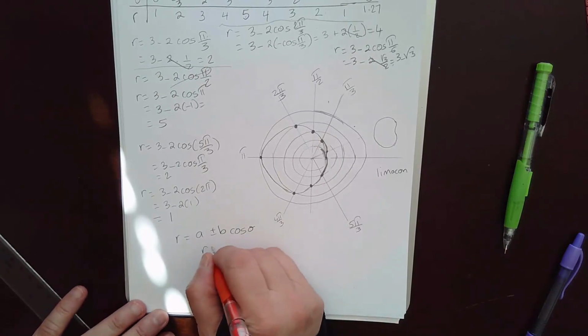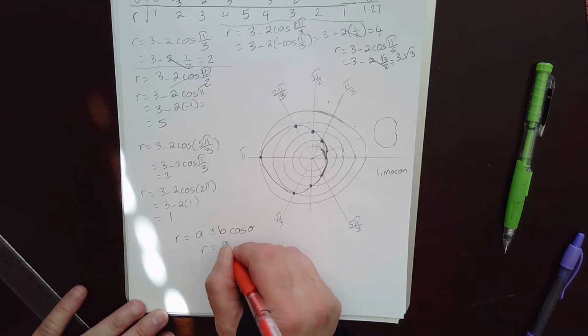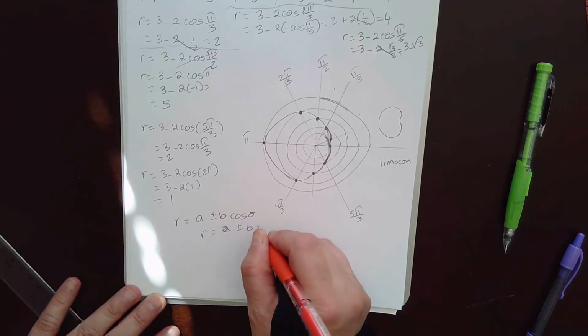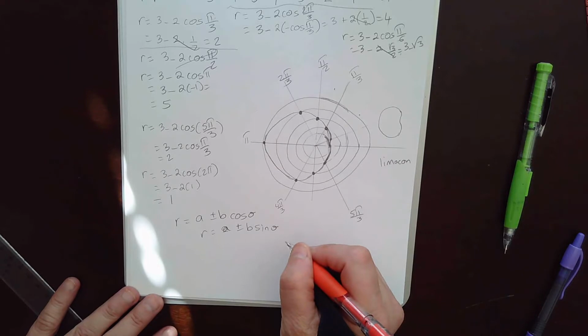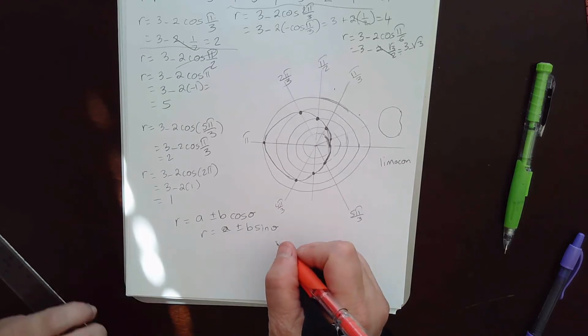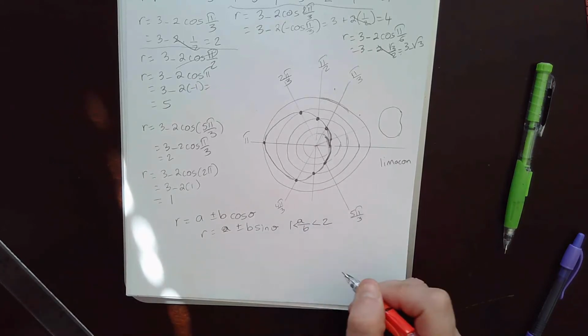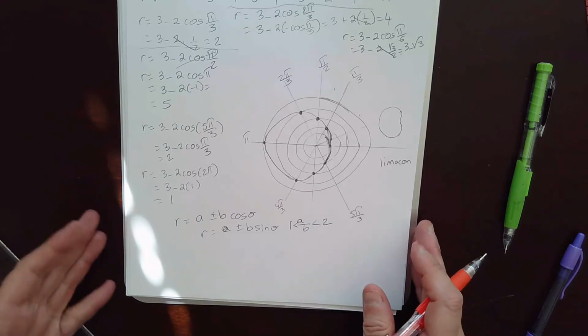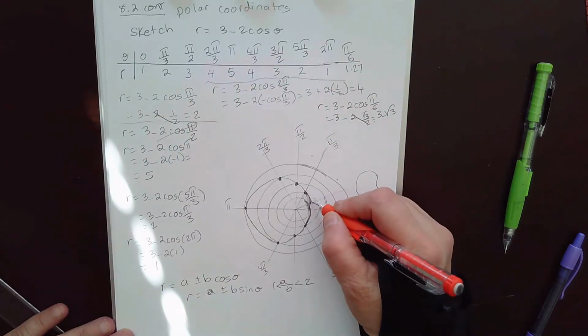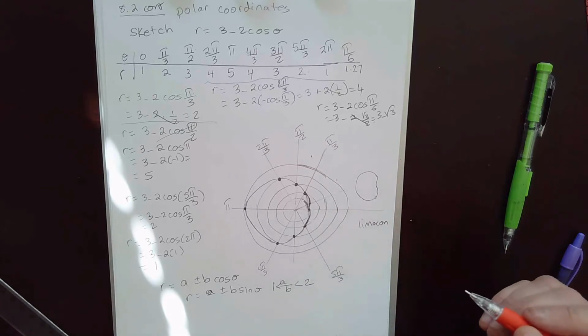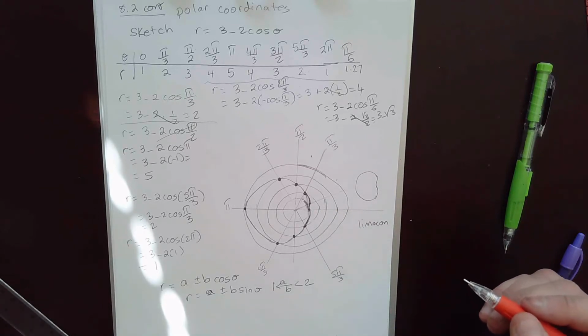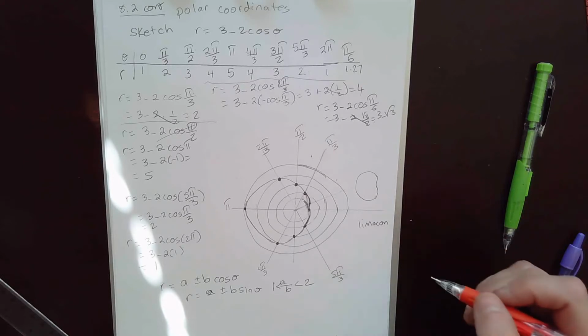r equal a plus or minus b sine theta. A and b are both greater than 0, and a over b is between 1 and 2. You don't have to remember those. I just wanted to show you what it is. So this is the graph of limacons. This is the way we sketch polar equations. This is the way you do it.